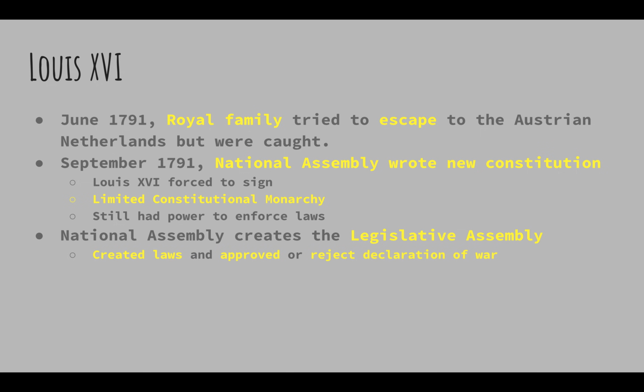And hopefully we remember what the legislative branch here in the United States does. The legislative branch is our Congress, and it makes laws for us, and it can also declare war on other countries. And that's exactly what the Legislative Assembly does for the country of France. They create laws, and they approve or reject declarations of war by France.